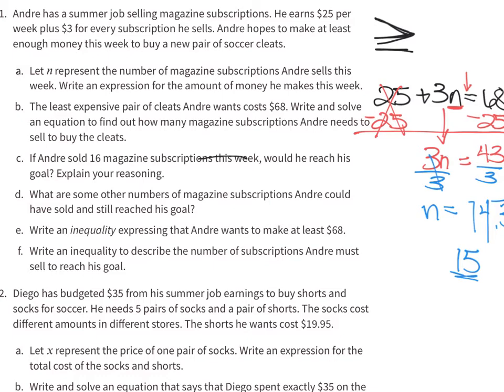Write an inequality: Andre wants to make at least 68. So the only thing that's different between the inequality and the equation is the sign. So it's still 25 plus 3n. And now we're going to put this symbol in. We're going to put the greater than or equal to 68. Okay?